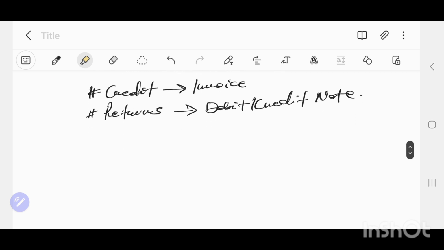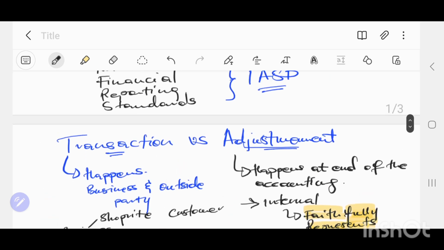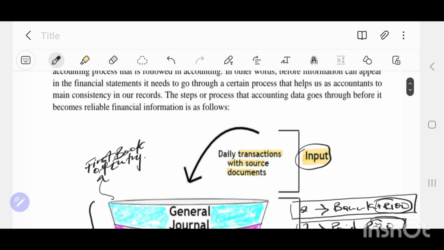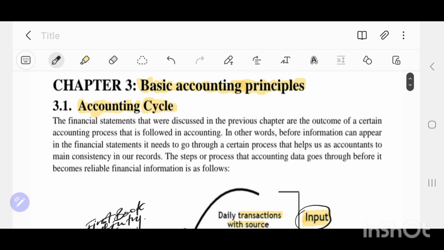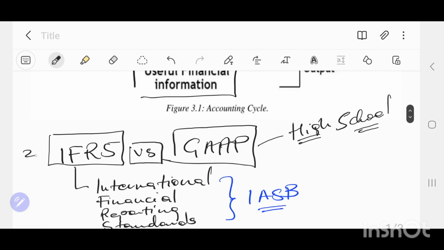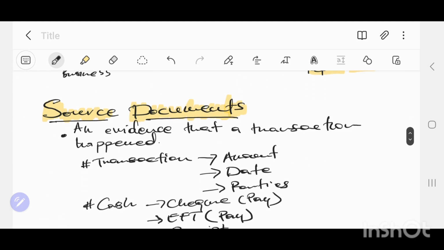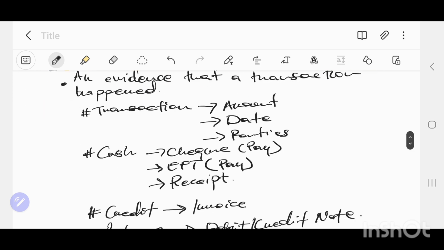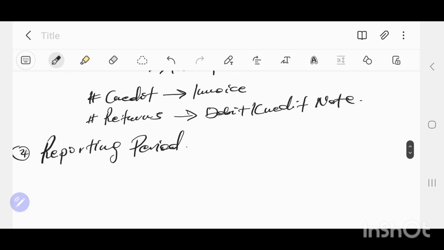Then the next concept that we are going to speak about is the reporting period. Remember last week we spoke about the reporting entity. So this week is the reporting period. What is the reporting period basically? So this was number 1, number 2, number 3, and this is number 4. So what is the reporting period?